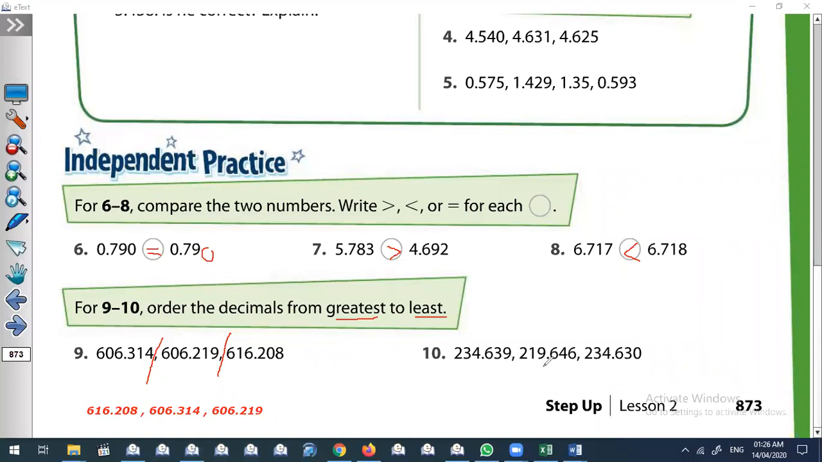Here, 234.639, 219.646, 234.630. The scale is very important. 3 digits in the decimal, 3 digits in the decimal, 3 digits in the decimal. Now let's compare. 234, 219, 234. The biggest is 234, one of these two numbers. 639 or 630, yes, 639. So 234.639. After that, 234.630. After that, the last one is 219.646.